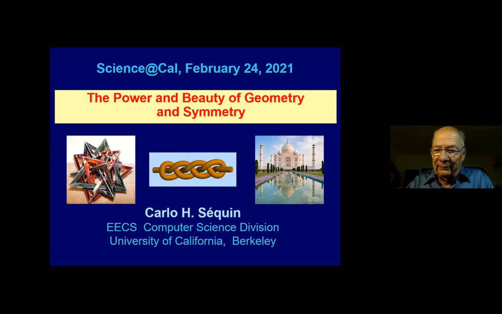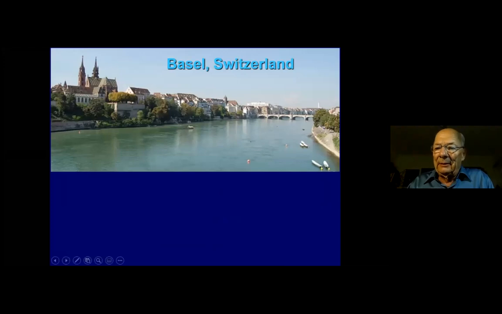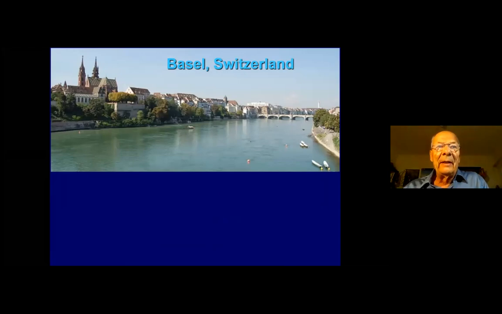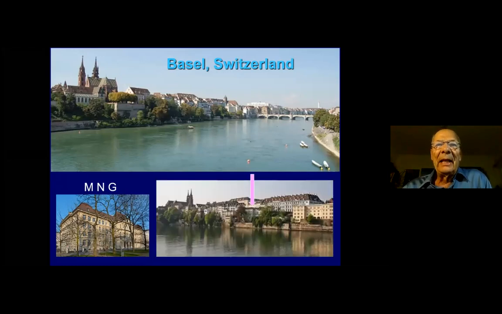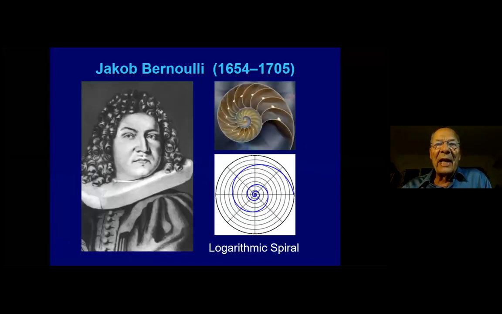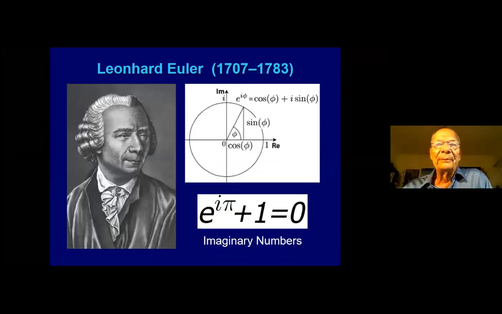I grew up in Basel, Switzerland, where I attended the Mathematisch-Naturwissenschaftliche Gymnasium. This is a high school with emphasis on math and on science. And during my university years, I heard my mathematical lectures in this 400-year-old institute, where many famous mathematicians have lectured, such as Jacob Bernoulli or Leonhard Euler.